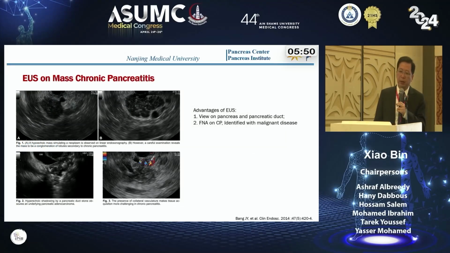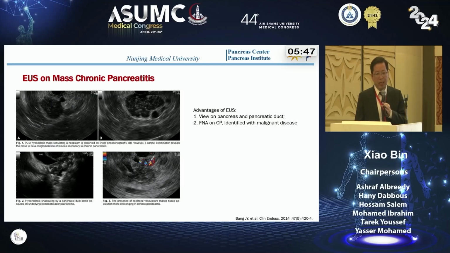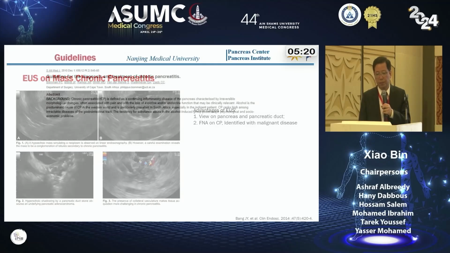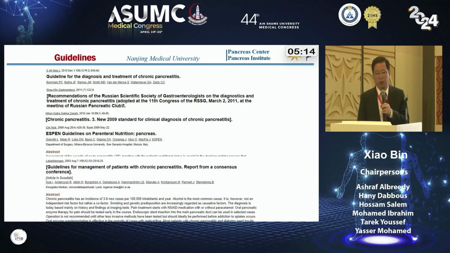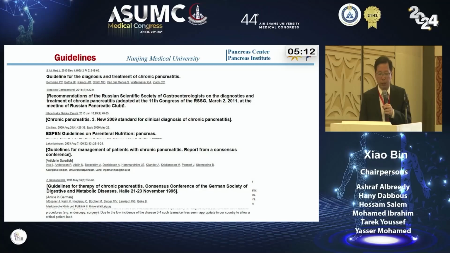But sometimes you see mass-forming chronic pancreatitis. It should be differentiated between CP and pancreatic cancer. You can use EUS to view the pancreas and pancreatic duct to see whether there are features of CP, and also you can use fine needle aspiration to get a pathological diagnosis. So there are many guidelines that involve EUS in the diagnosis of CP.